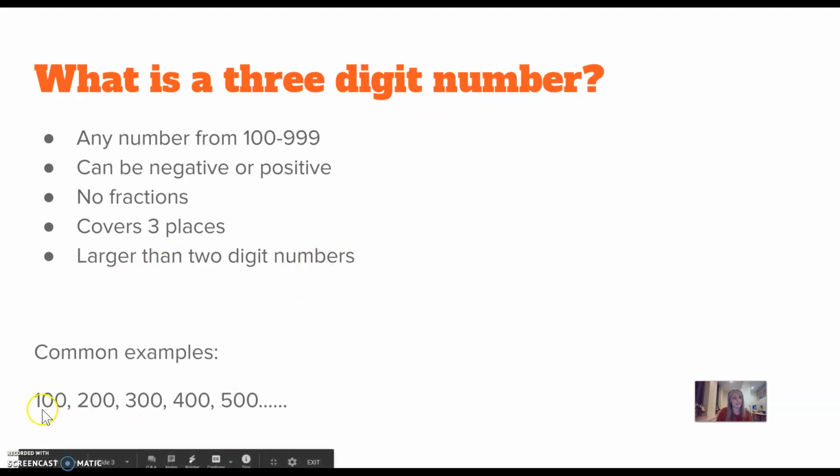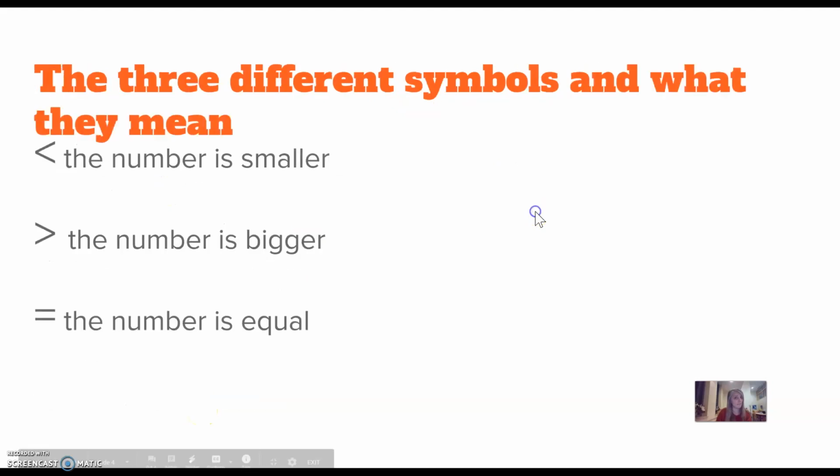Now here are some examples below: 100, 200, 300, 400, and 500. There are many other examples, and if you are confused by these examples, all you have to look for is 1, 2, 3. And that means it's a 3-digit number.